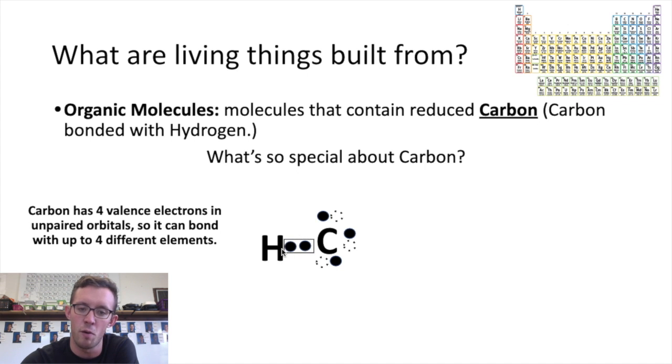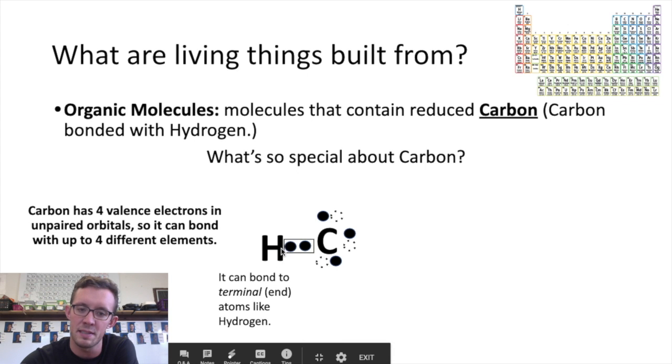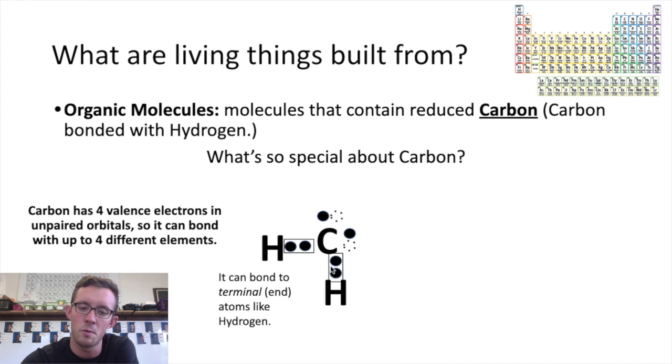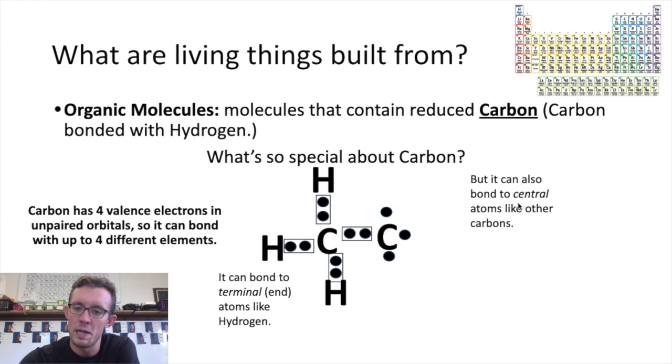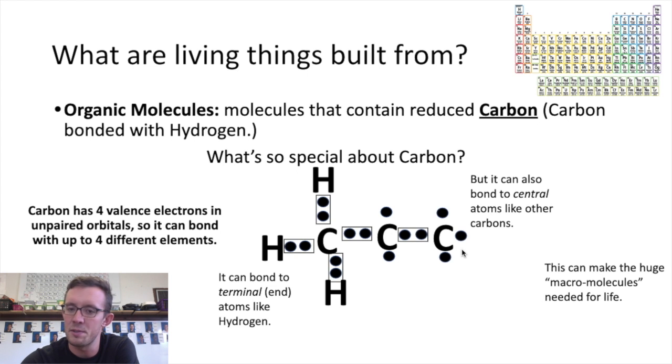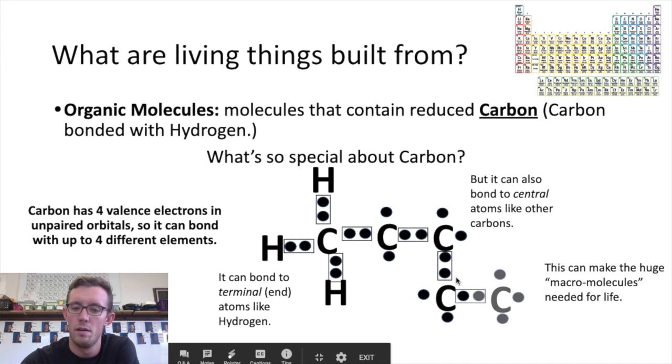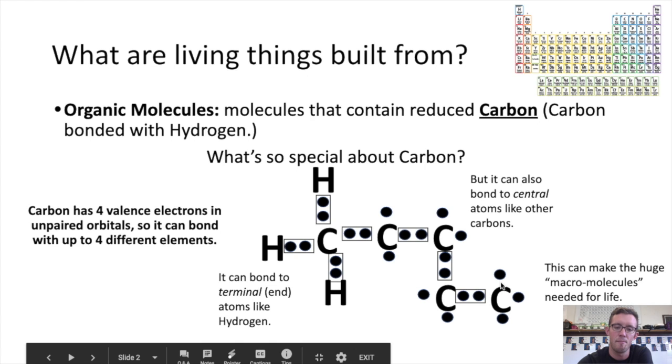And so it can form bonds with terminal atoms like hydrogen here. And so we'll show carbon bonding to a couple of hydrogen atoms. But it can also form bonds with other central atoms like other carbons. And these central atoms are able to bond with other central atoms. And so it's possible for carbon to form gigantic molecules called macromolecules, and these molecules are complex enough to build living things.